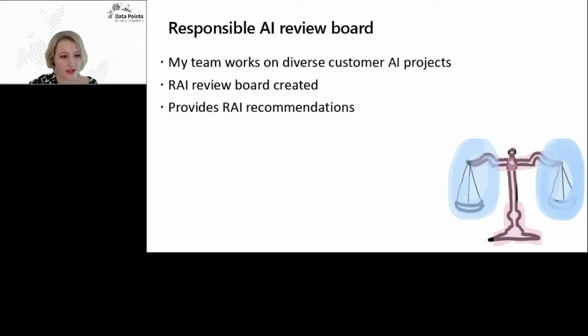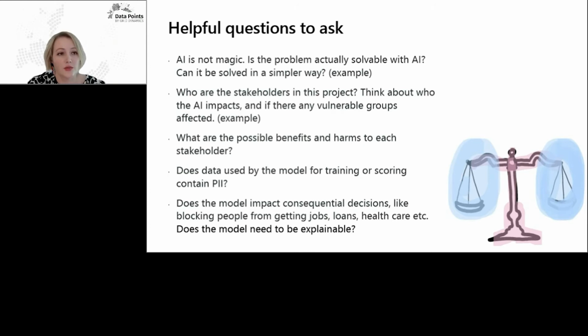And so I'm going to share some of the questions that we ask during the ethical review in case they are helpful for you to ask. So one of the first questions we ask is, well, we highlight that AI is not magic. So we ask, is this problem actually solvable with AI? Or is this a social problem which should have a non-technical solution?